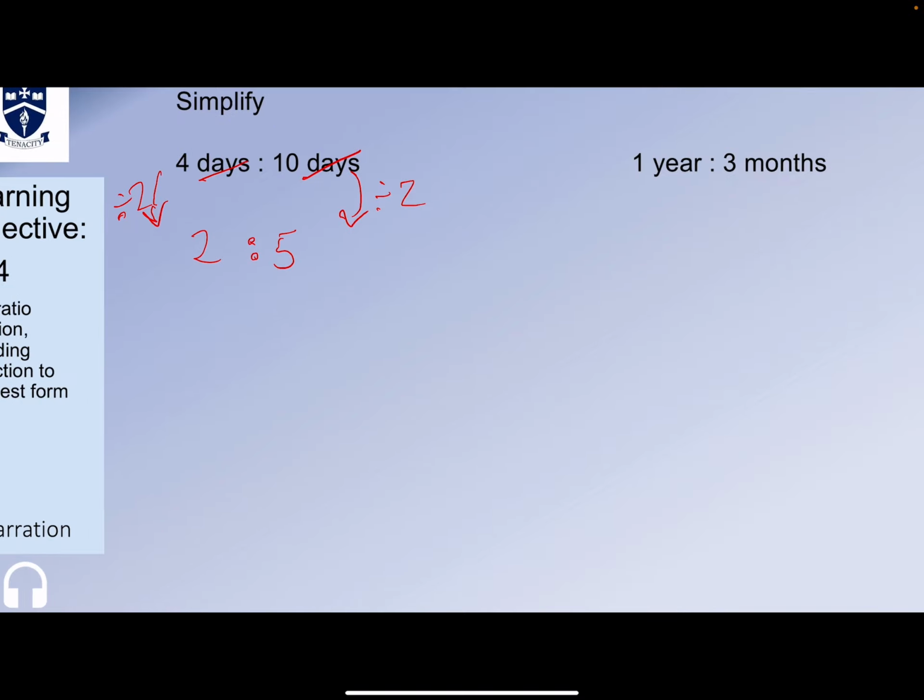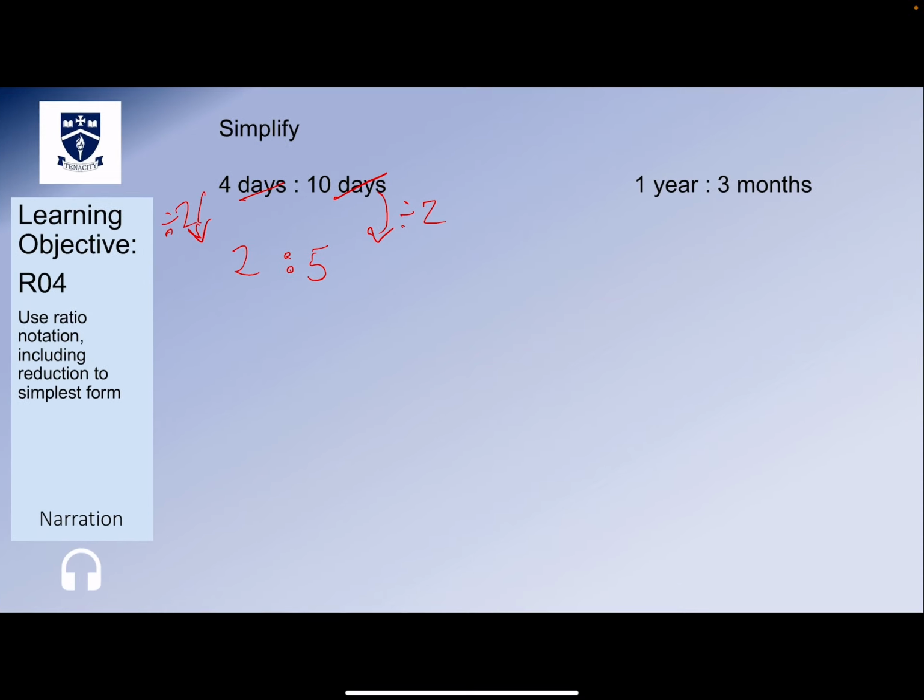So when I look at this question, I am looking at converting 1 year to be 12 months. And I'm going to stick with the 3 months on the other because I'm trying to get them both in the same units. Once they're both in the same units, I don't even need to worry about the units. I'm just looking at the numbers. So I've got 12 to 3. What's the highest common factor of 12 and 3?